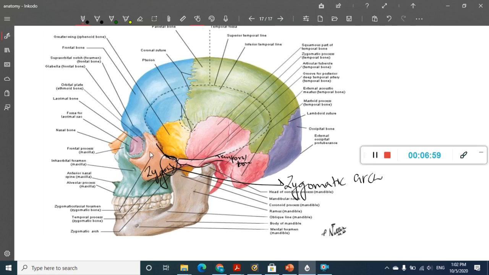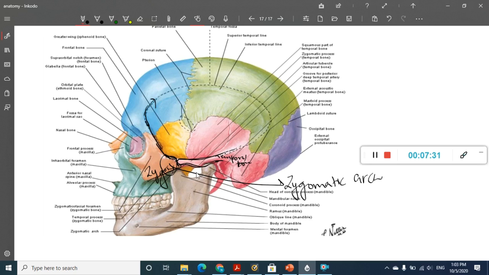Okay, so this is the temporal process of the zygomatic bone, and this is the zygomatic process of the temporal bone. Both these form the zygomatic arch. This zygomatic arch continues forward as the temporal line, and it continues backward as the supramastoid crest, which again continues as the temporal line. Okay, so this is about the zygomatic arch.